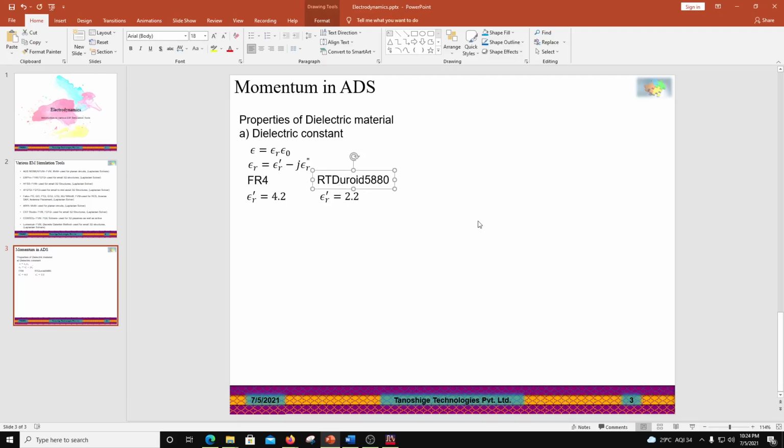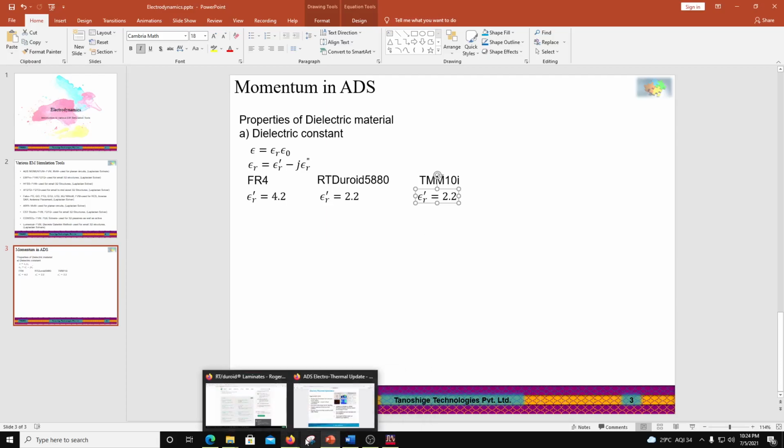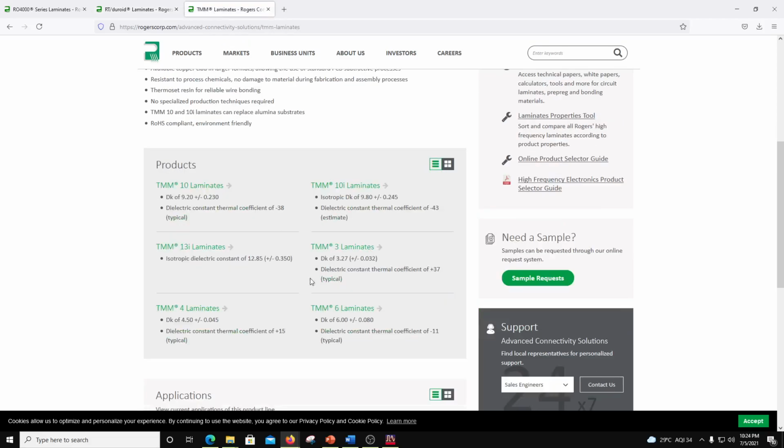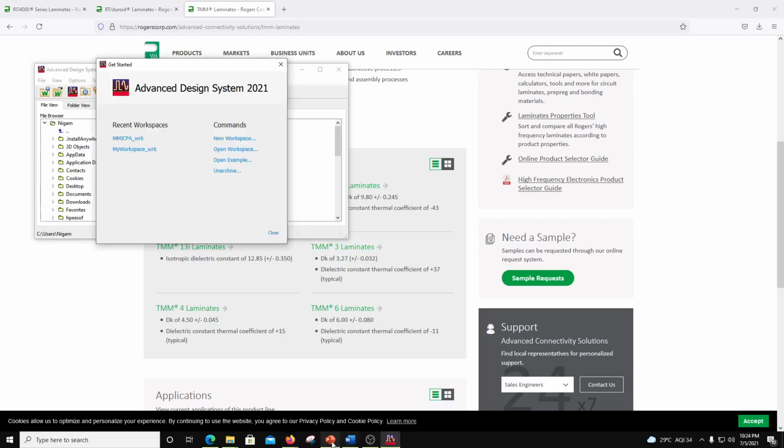Similarly, if you want to design something high power, then you have to use thermoplastic material with fillers, for example TMM10I. Again, this is Rogers only. For TMM10I the dielectric constant is going to be 9 point something, it is 9.8. So what is the significance of this dielectric constant? I'll tell you.